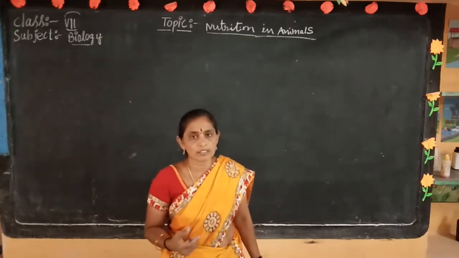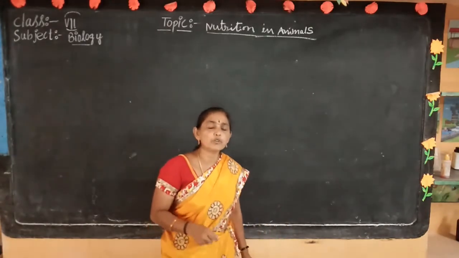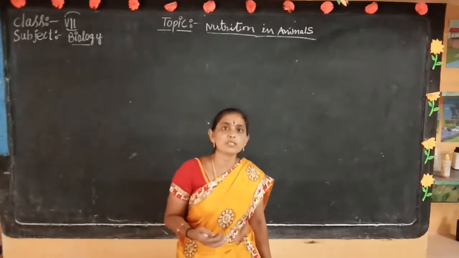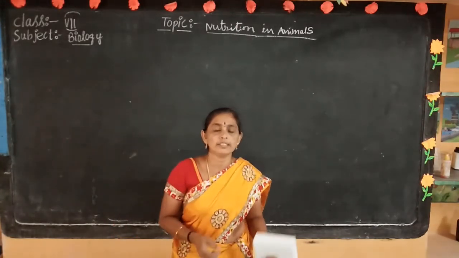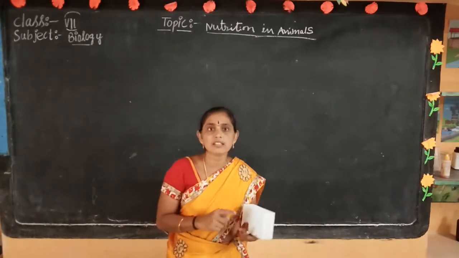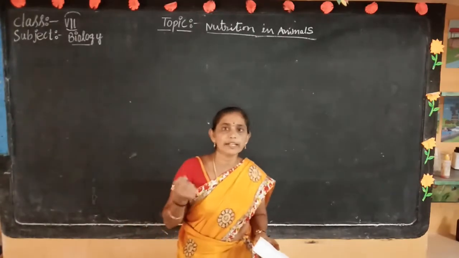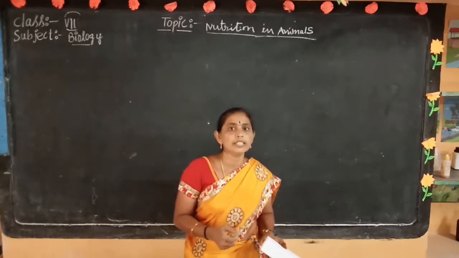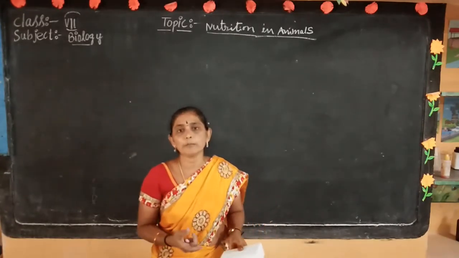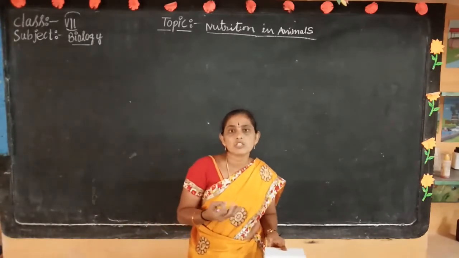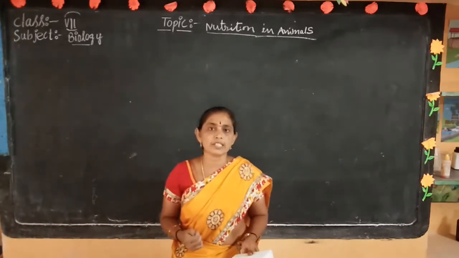In the last class, we discussed the human digestive system. The human digestive system has different parts. They are the mouth, esophagus, stomach, small intestine, large intestine, rectum and anus. In the last class, we completed the mouth, esophagus, stomach and small intestine.